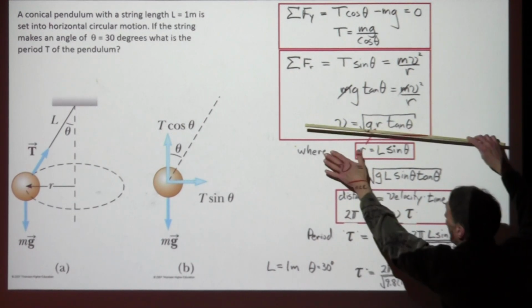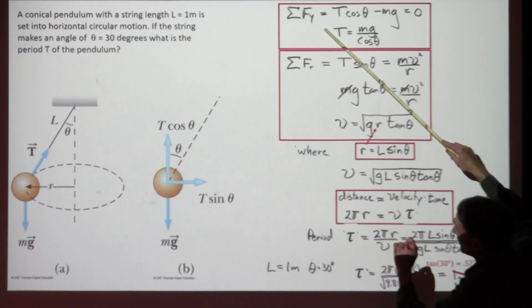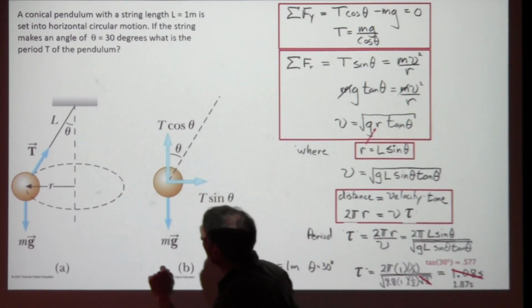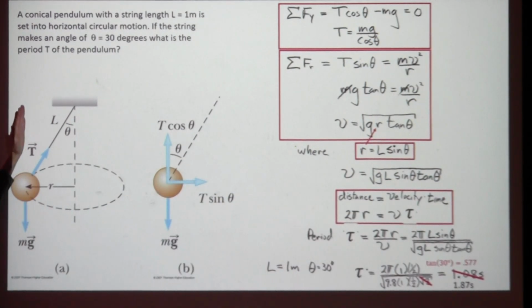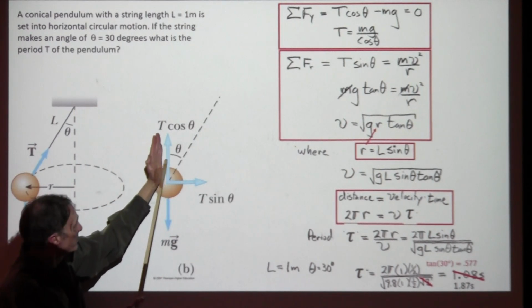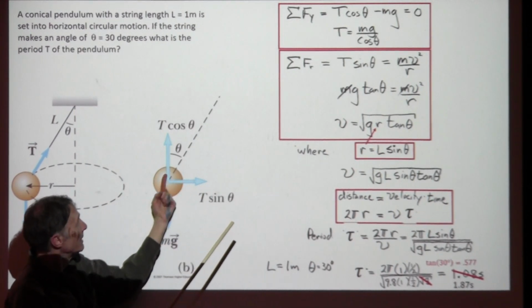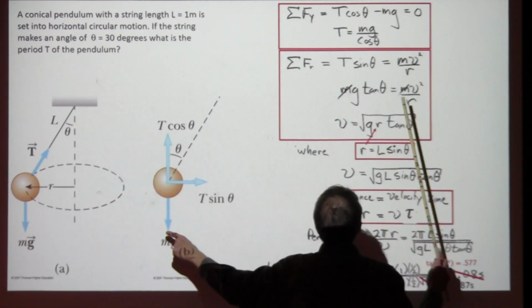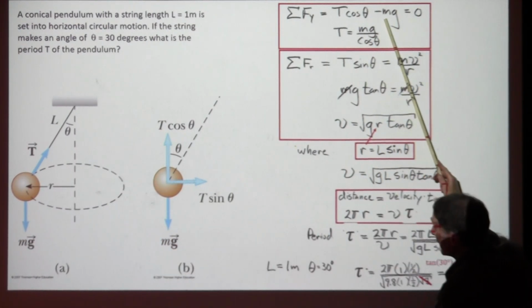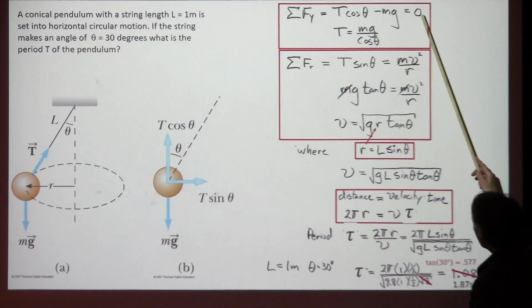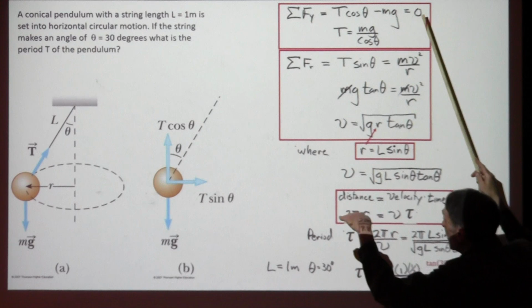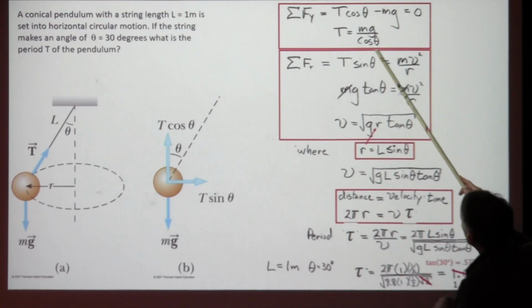But let's go back to the tensions here. Sum of the forces in the y direction, we've got T times the cosine of theta. So if you've got theta here, theta is here. So we've got T times the cosine of theta as the vertical component. That should match with minus mg pulling down. That should be equal to 0 because it's not going up or down in the y direction.